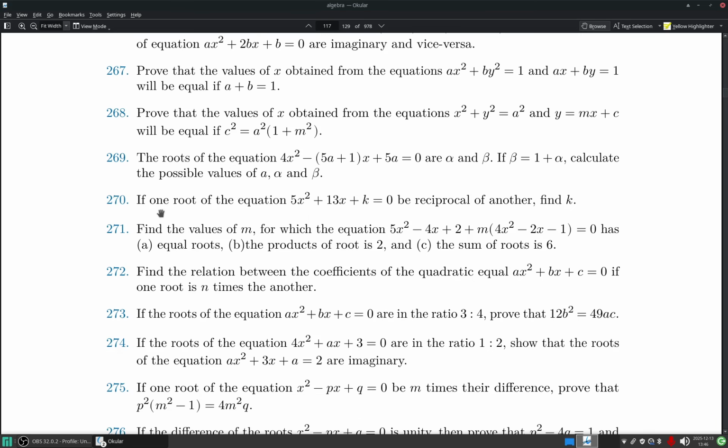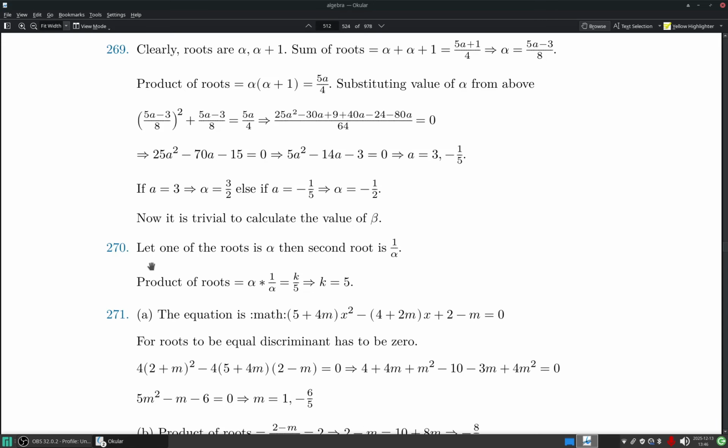Now we solve question number 270. If one root of the equation 5x square plus 13x plus k is equal to 0 be reciprocal of another, find k. So in this case, we let the roots be alpha and 1 by alpha. Now clearly product of roots will be alpha into 1 by alpha is equal to 1 is equal to k by 5, which implies that k is equal to 5.